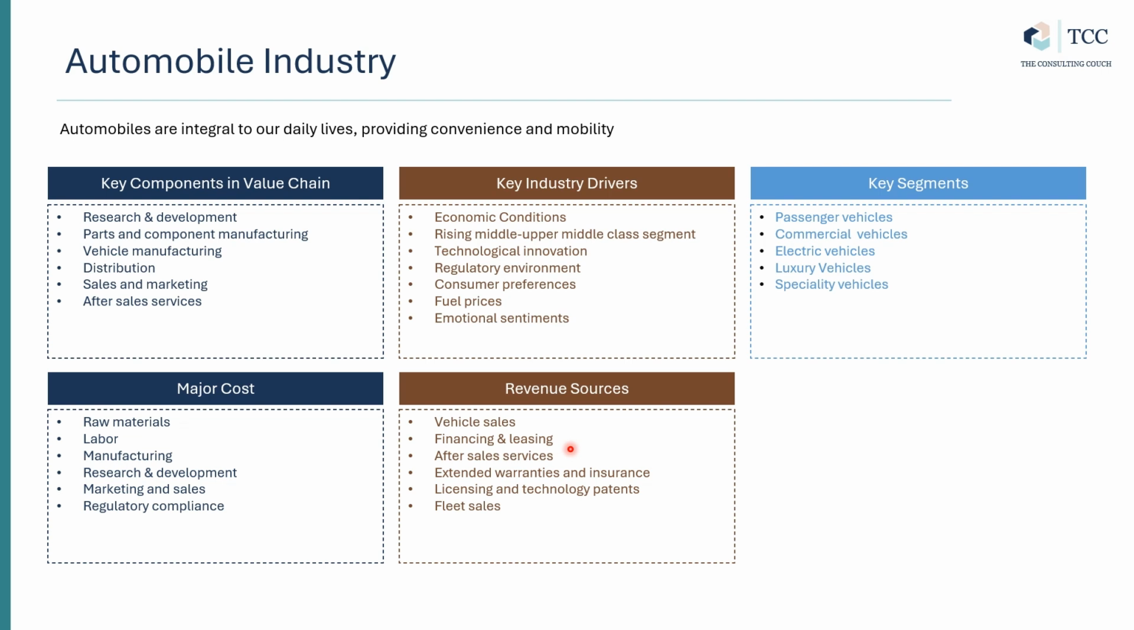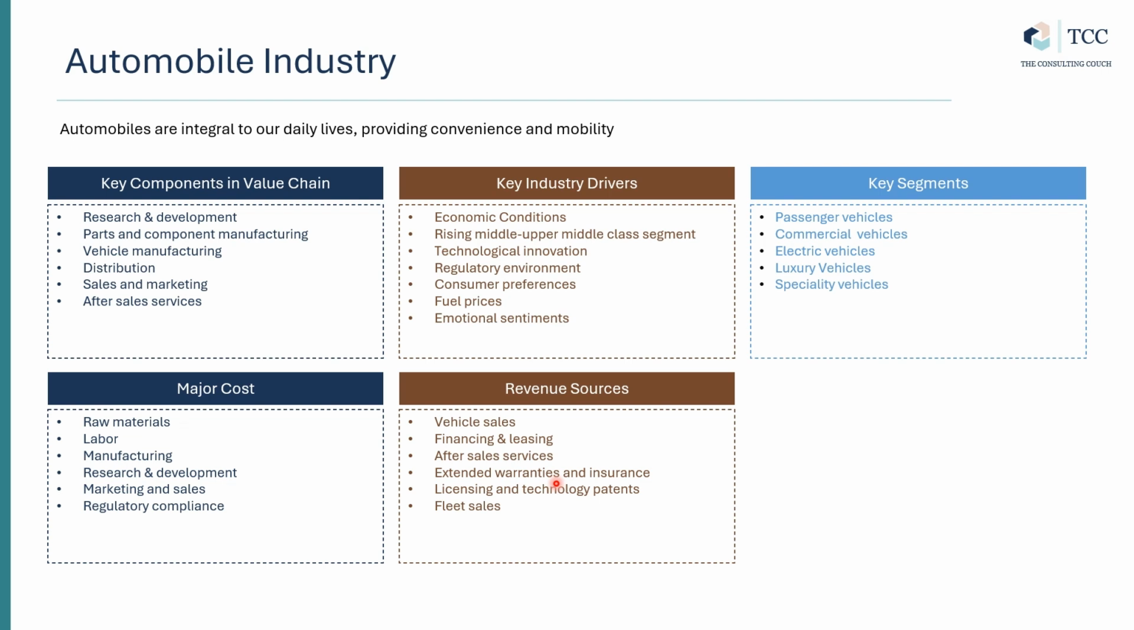Then we have also certain sort of tie up with the banks or the financing companies, NBFCs, so that it becomes easy for people to buy those vehicles. So financing also becomes a major source of revenue for automobile industry. Then we have after sales services. This includes revenue from maintenance, repairs, spare parts, extra add-on features, etc., which depends on the need of the customer. Then we have extended warranties and insurance, sales of additional warranties and insurance products.